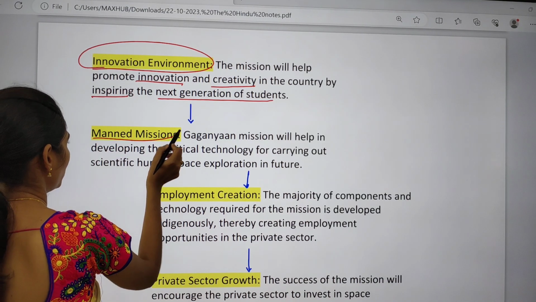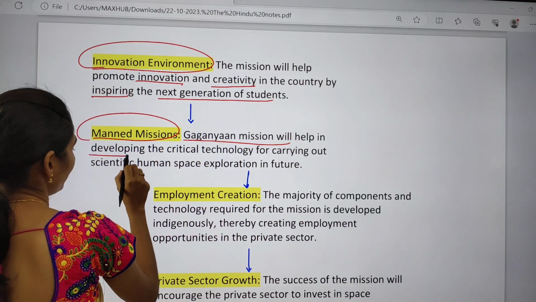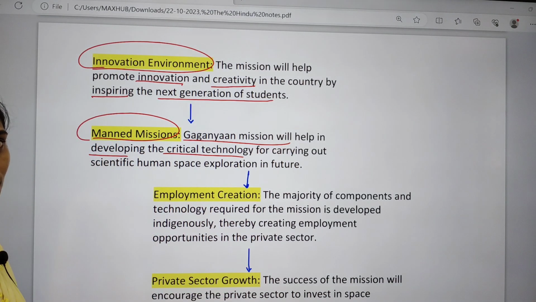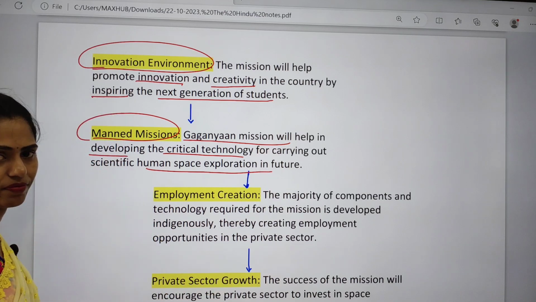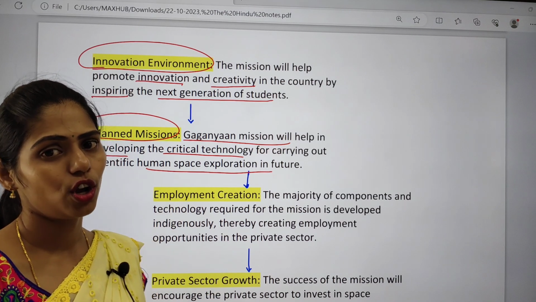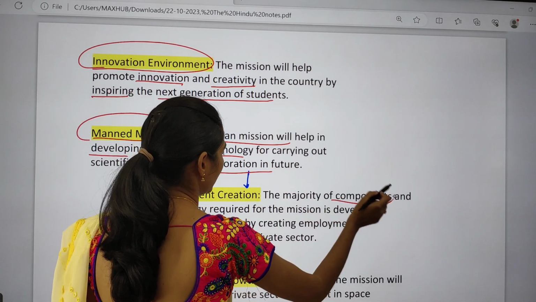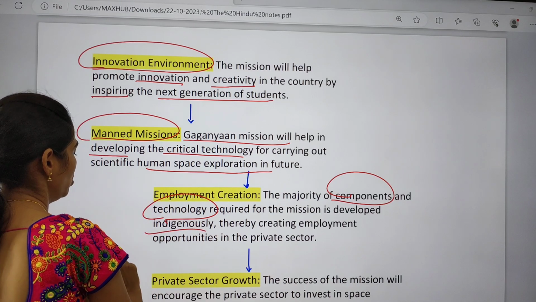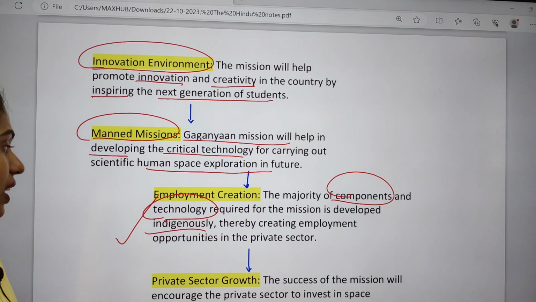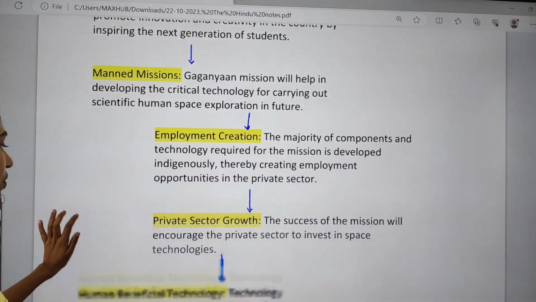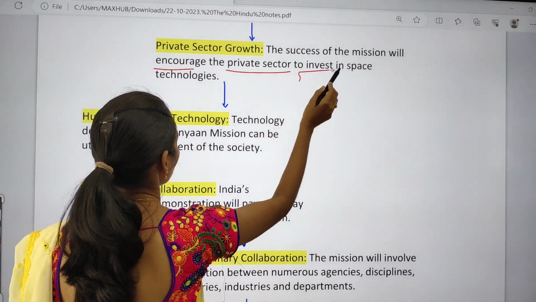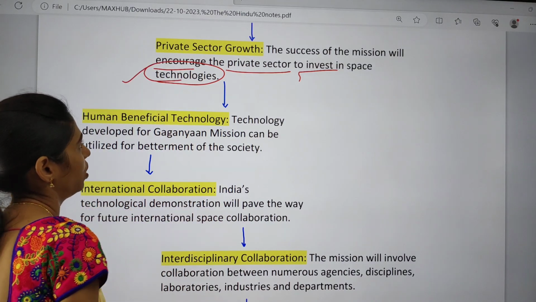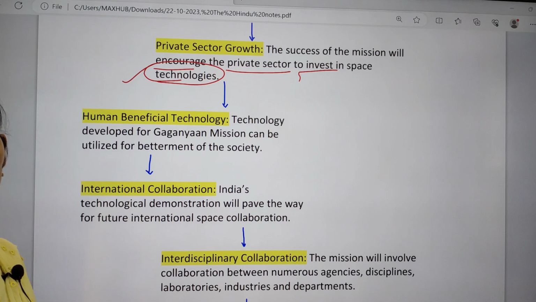The next one is that it is a manned mission. The Gaganyaan mission will help in developing critical technology, and in this technology we are also carrying humans. It is also called scientific human exploration in the future. The next one is that it will create employment opportunities. Major components and technology for this mission will be developed indigenously, so there is large potential for creating employment opportunities in the private sector. The next one is private sector growth. The success of this mission will encourage the private sector to invest in space technologies, so private sector growth will be ensured.